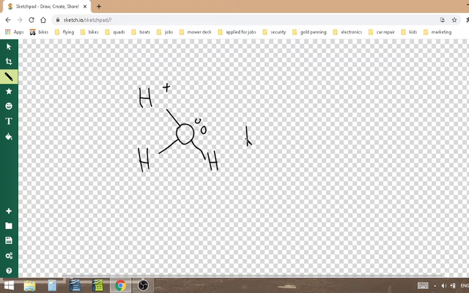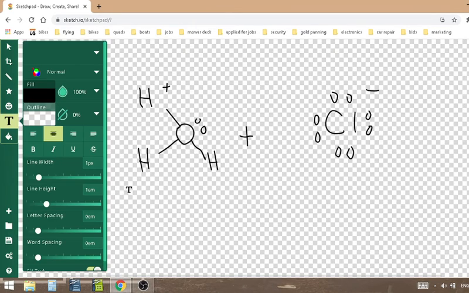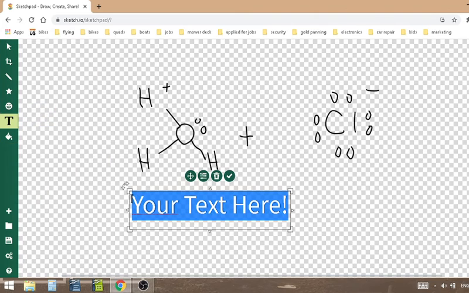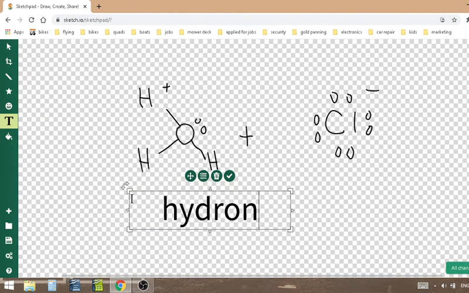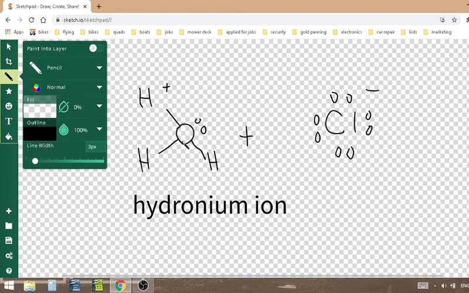So what do we get for chlorine? Well, the chlorine is now with its octet of electrons. And it has a negative charge. The protonated water molecule, also called the hydronium ion, this hydronium ion has a positive charge. The chloride ion has a negative charge.